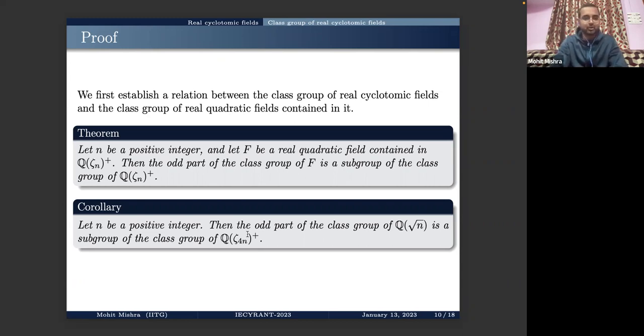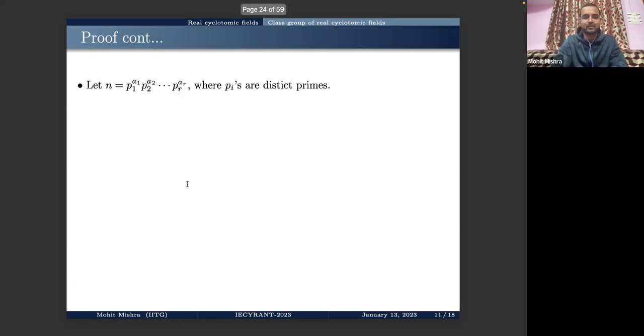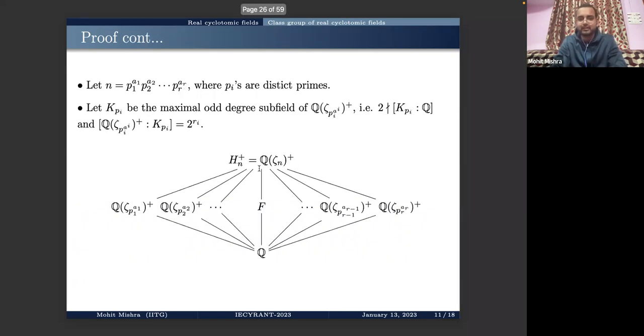So let's look at the proof of this theorem. First, look at the factorization of n: p1 to the power a1, p2 to the power a2, up to pr to the power ar. Now we know that Q(zeta_n)^+ contains Q(zeta_{p1^a1})^+, Q(zeta_{p2^a2})^+, and so on. And this F is somewhere in between Q(zeta_n)^+ and Q.